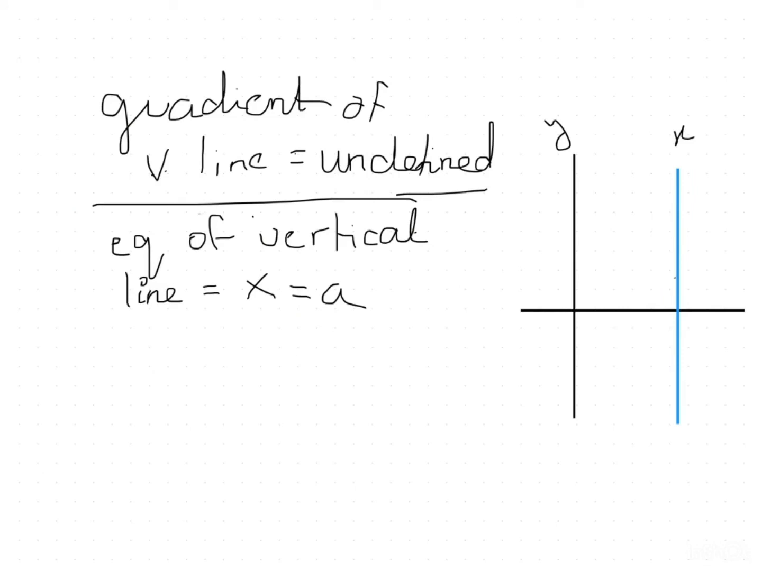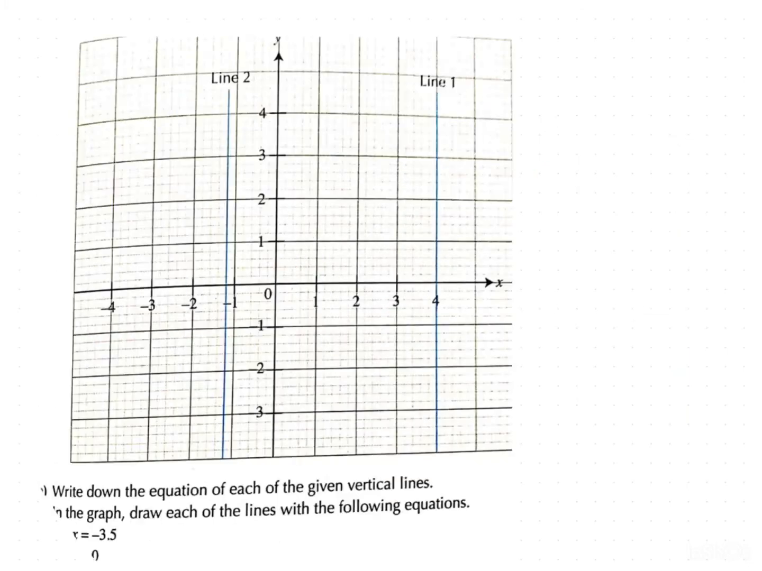So what about the equation of the vertical line? As we know, the gradient, or m, of a vertical line is undefined and we cannot write it in the form of y equals mx plus c. As the x coordinates of all points on a vertical line are equal to the same constant value, the equation of a vertical line will be x equals a.